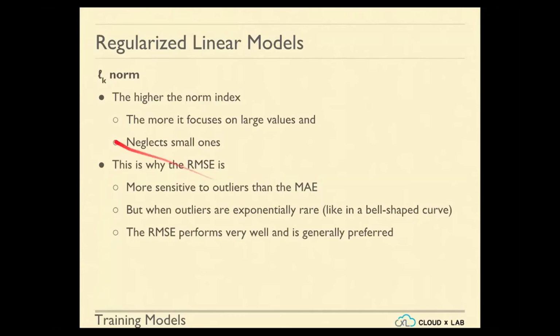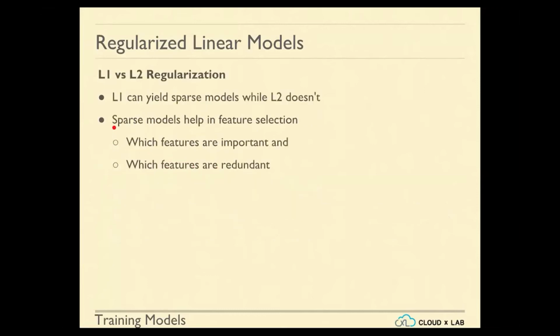L1 can lead to sparse models while L2 does not. Sparse models help in feature selection: which features are important, which features are redundant. Let me try to correlate this with a meaningful example. A number of times we have to decide whether to go with L1 or L2, whether to compute the mean squared error or the mean absolute error.